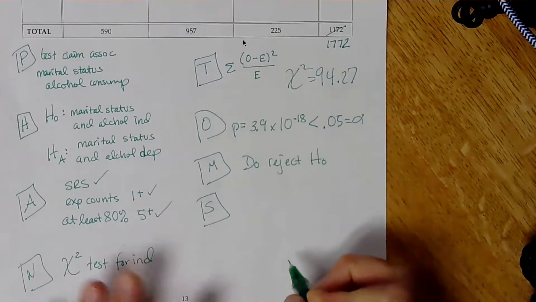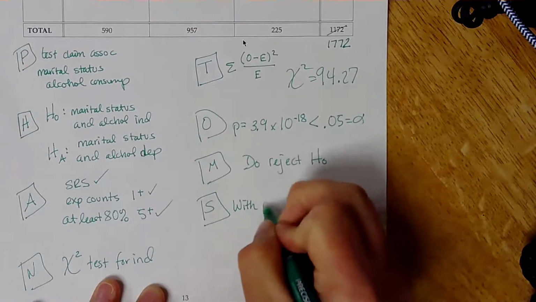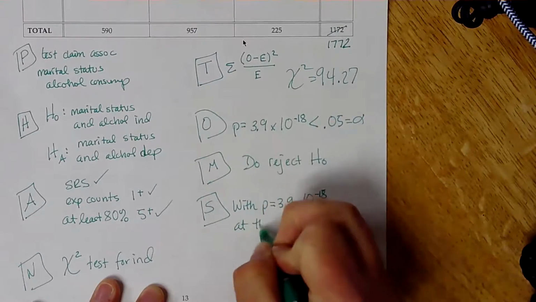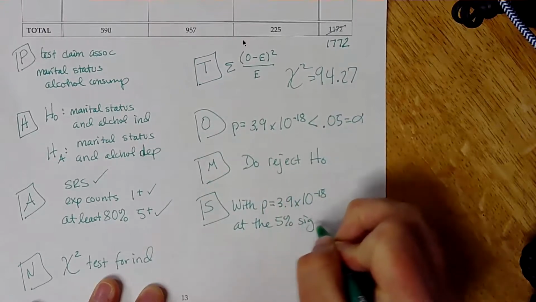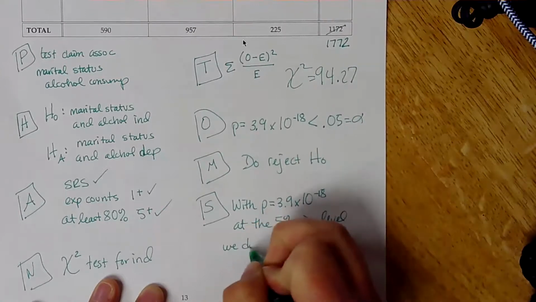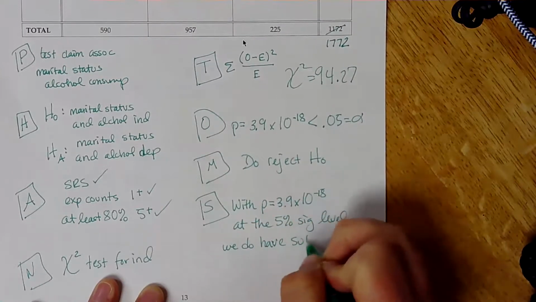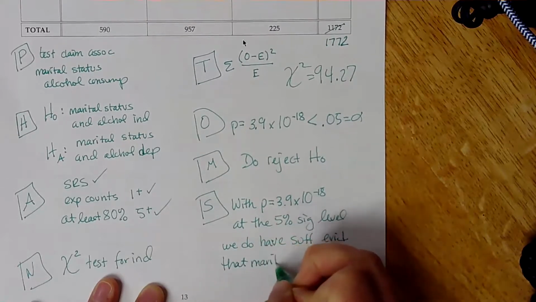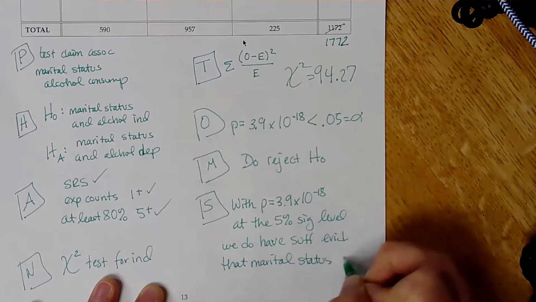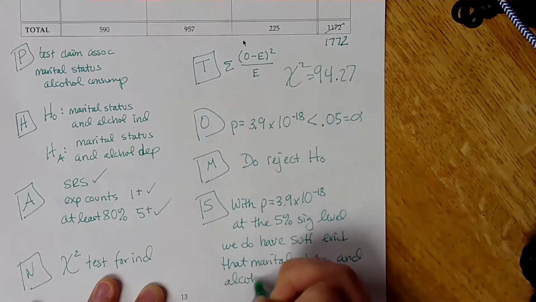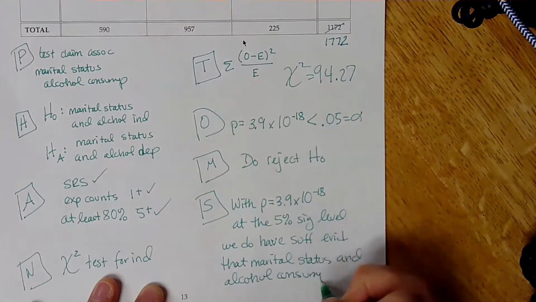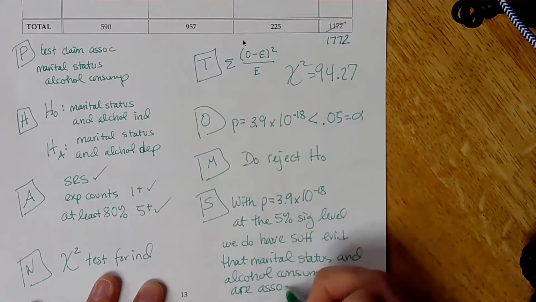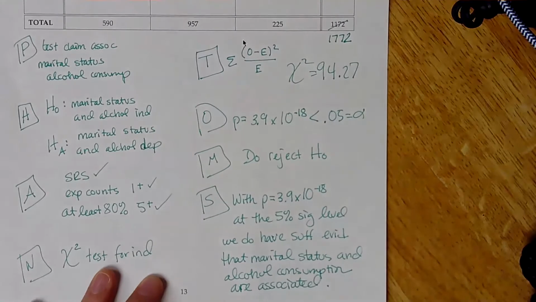And so my conclusion statement is going to be with P equal to 3.9 times 10 to the negative 18, at the 5% significance level, we do have sufficient evidence that marital status and alcohol consumption are associated or are dependent. That would also work fine. Okay, so there's my conclusion statement.